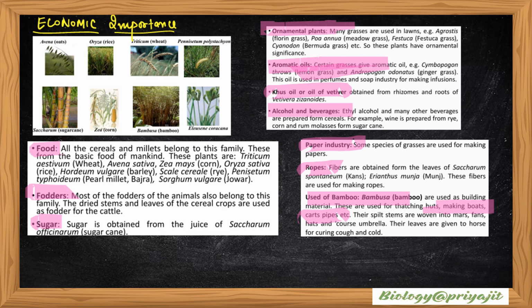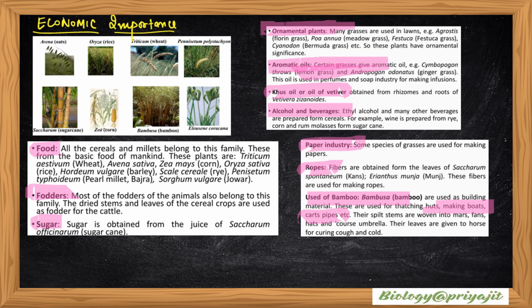Aromatic oil, certain grasses give aromatic oil. Cymbopogon citratus, lemongrass, and Andropogon odoratus. This oil is used in the perfume and soap industry for making infusions. Khus oil or oil of vetiver is obtained from rhizomes and roots of Vetiveria zizanioides. Alcohol and beverage. Ethyl alcohol and many other beverages are prepared from cereals.